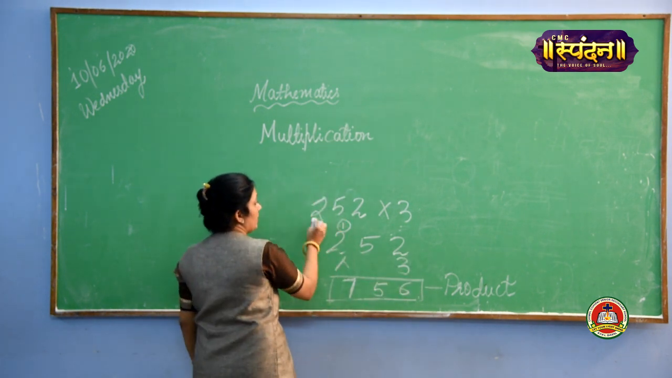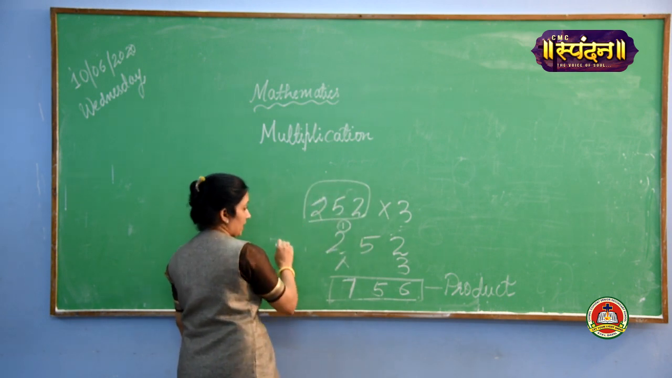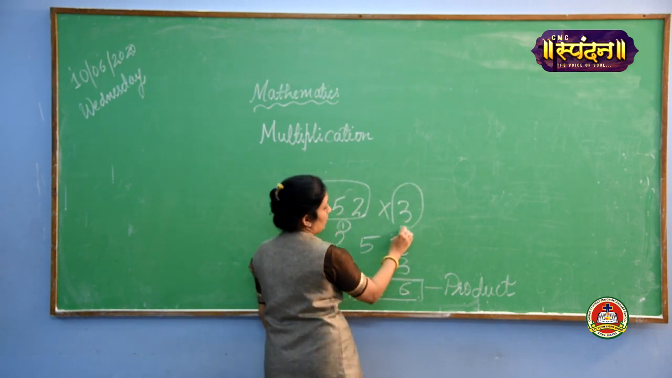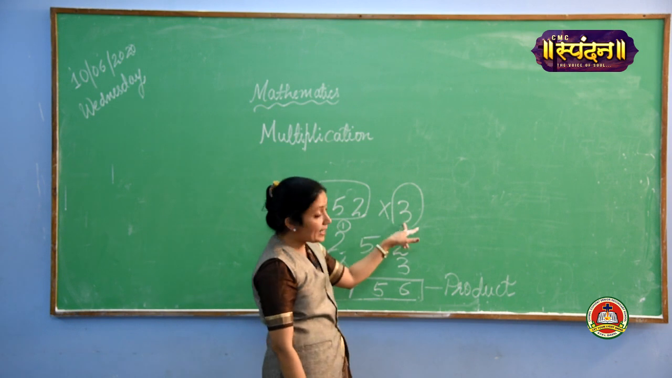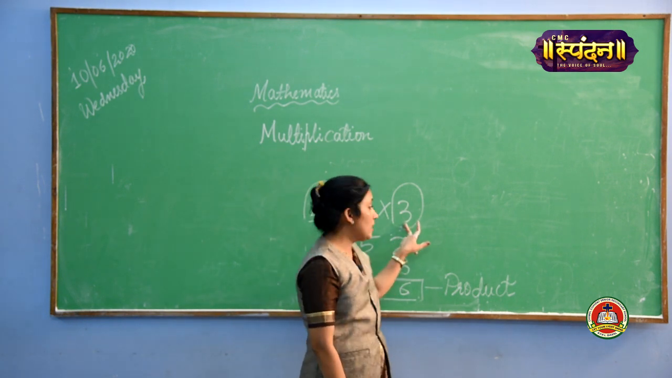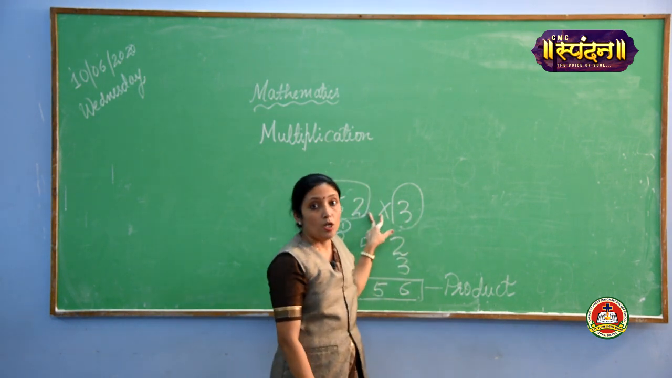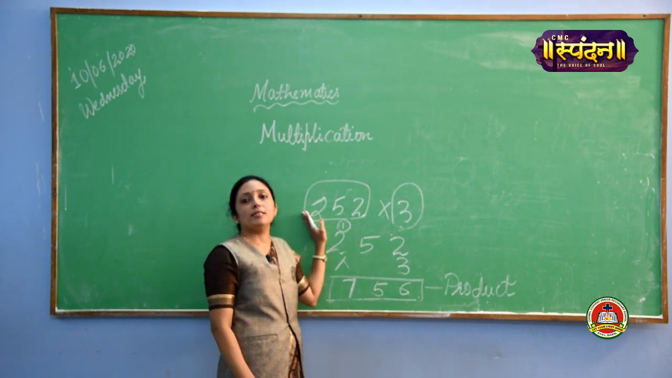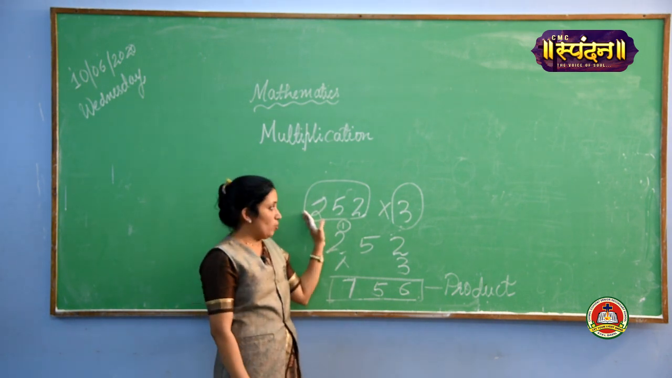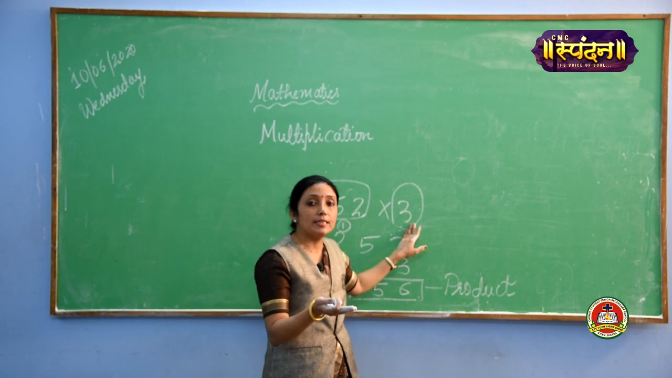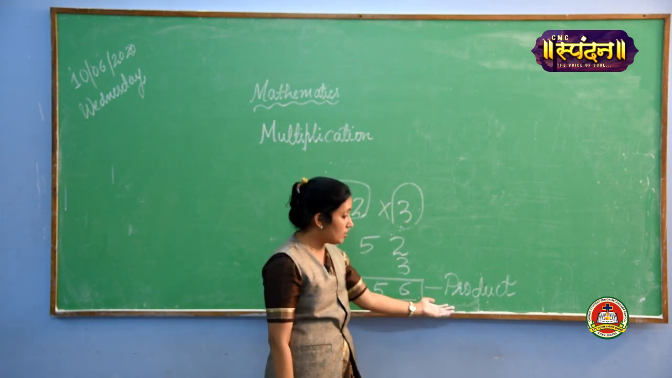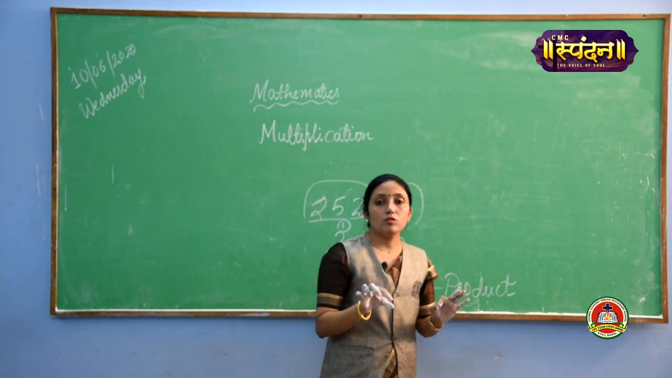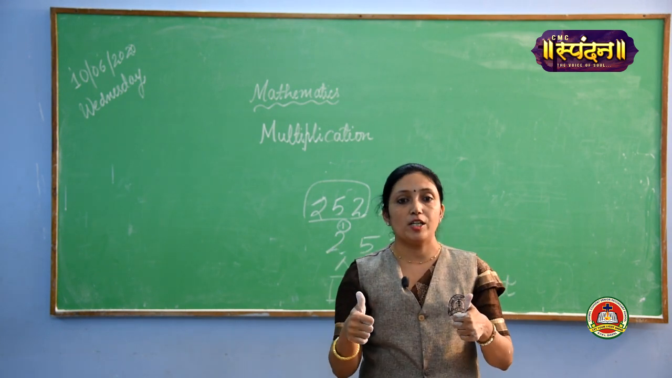See, here this is my multiplicand and this is my multiplier, because by this number I am multiplying 252. So what is this first number called? Multiplicand. What is this called? Multiplier. And what is the answer called? Product. So these are the three things in multiplication which I need to remember.